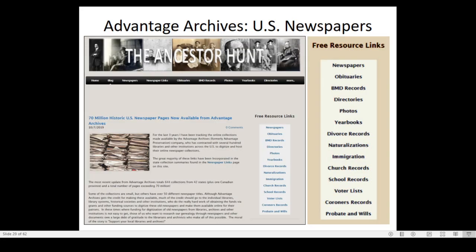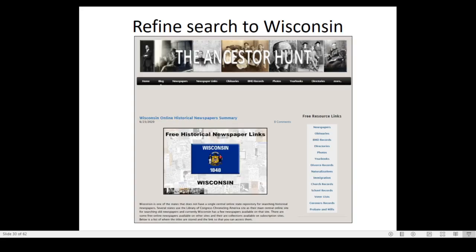So here's the Ancestor Hunt. And again, there's a list of the different items that are in it over here. It's a really good system to look at. So you can refine your search.